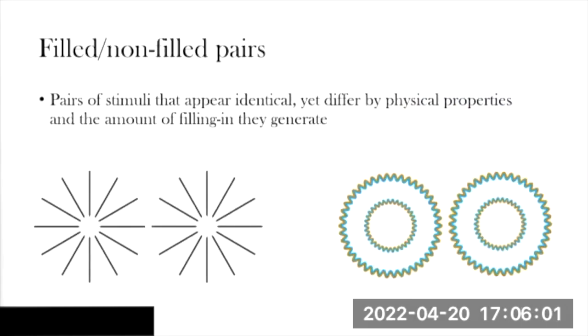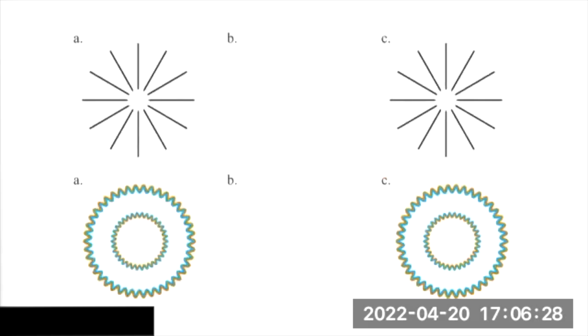So now, how to define filled, non-filled pairs. We define filled, non-filled pairs as pairs of stimuli that appear identical, so they're phenomenologically indistinguishable, but they differ by physical properties and the amount of filling in that they generate. At the bottom left would be an example of a filled, non-filled pair for the petals illusion. Maybe these look the same to you, but they're not, and I'll describe how they're not in this next slide. And on the bottom right, there is a watercolor effect filled, non-filled pair that might look the same, but they're not, and I'll describe how now.